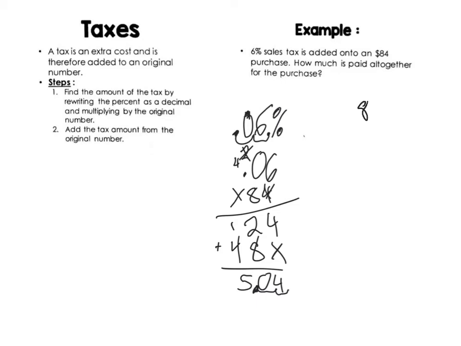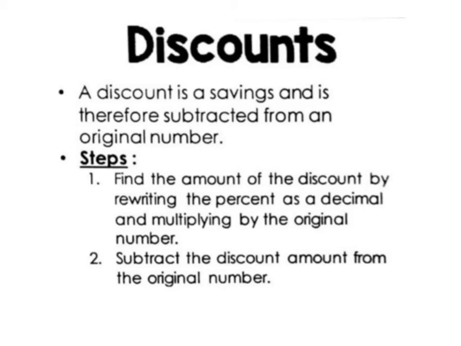So the last step says to add the tax amount back to the original number. So we take our original amount of 84 and we're going to add our $5.04. So add the decimal and place value, we're adding 0 plus 4 is 4, 0 plus 0 is 0. We have our decimals. 4 and 5 is 9, 8 is 8. So the entire new cost is $89.04.